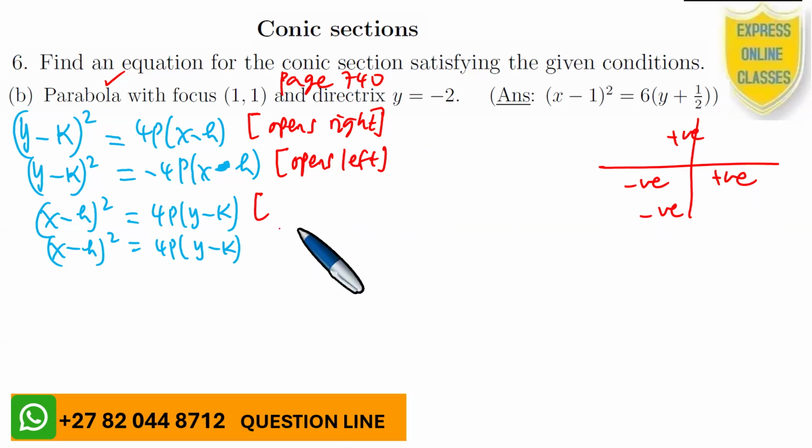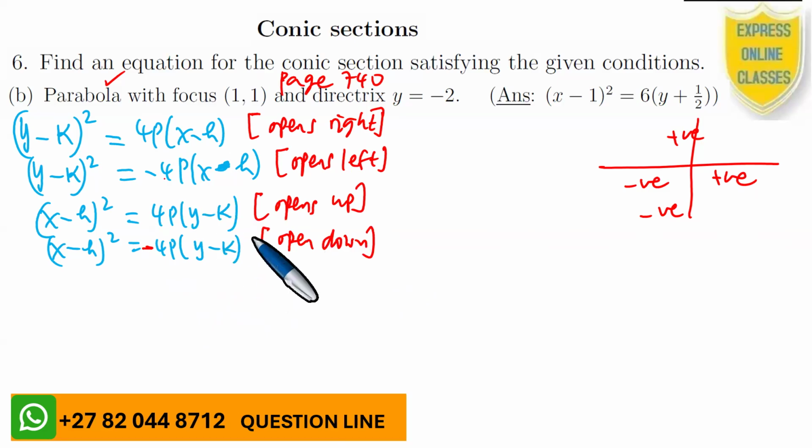Y is positive, opens up. And then here it's negative, so y is negative, so it opens down. Okay, so these are the keys to this one. Now this parabola has focus 1, 1.